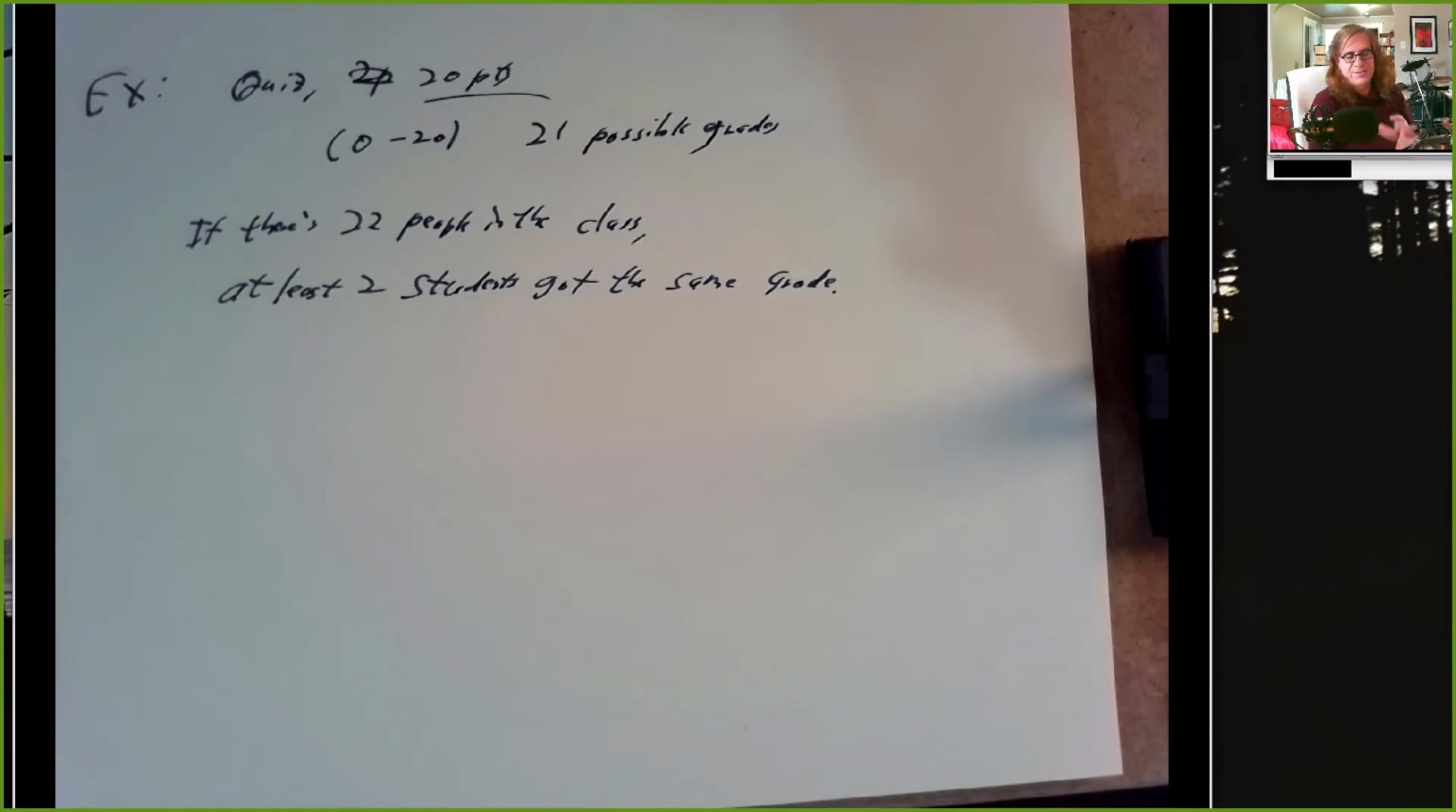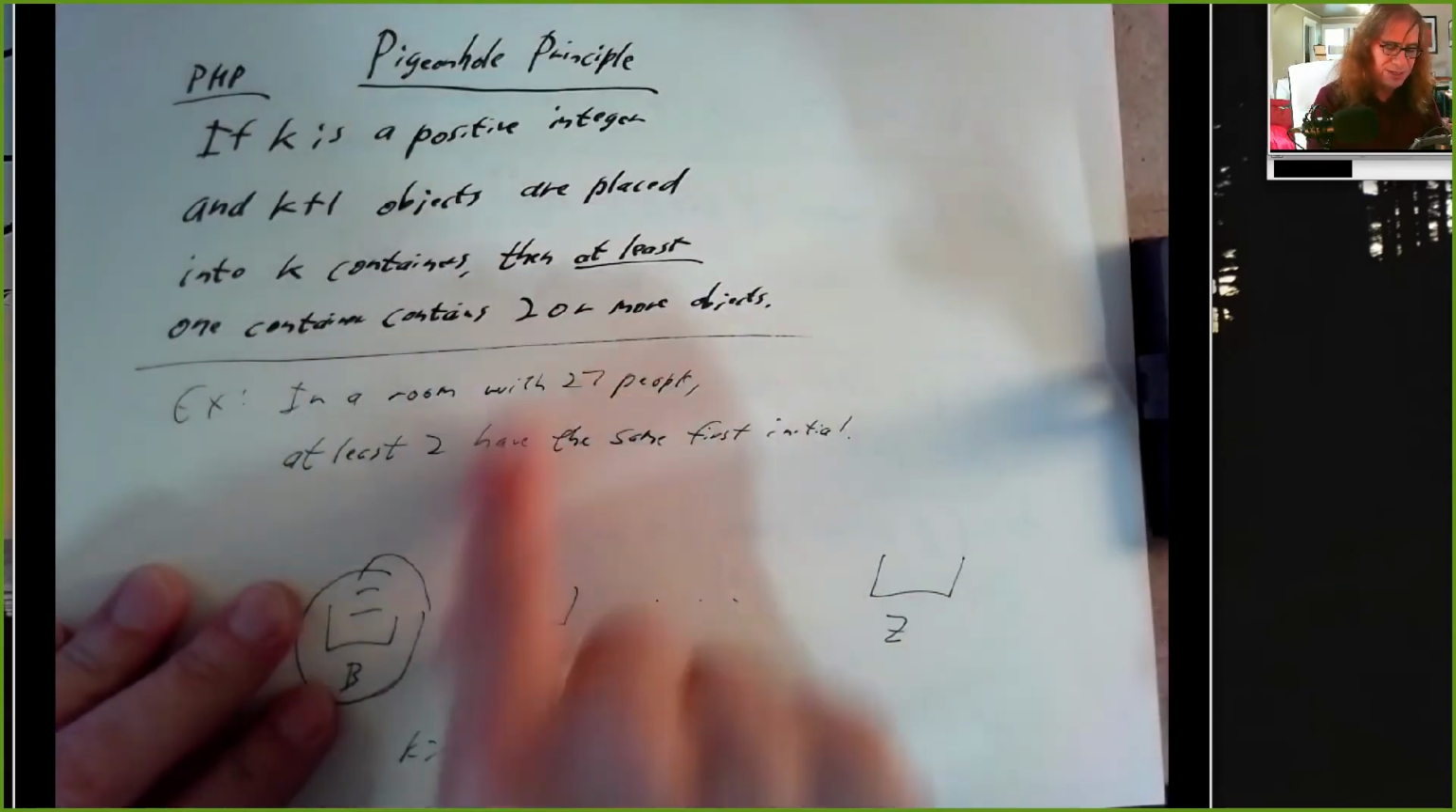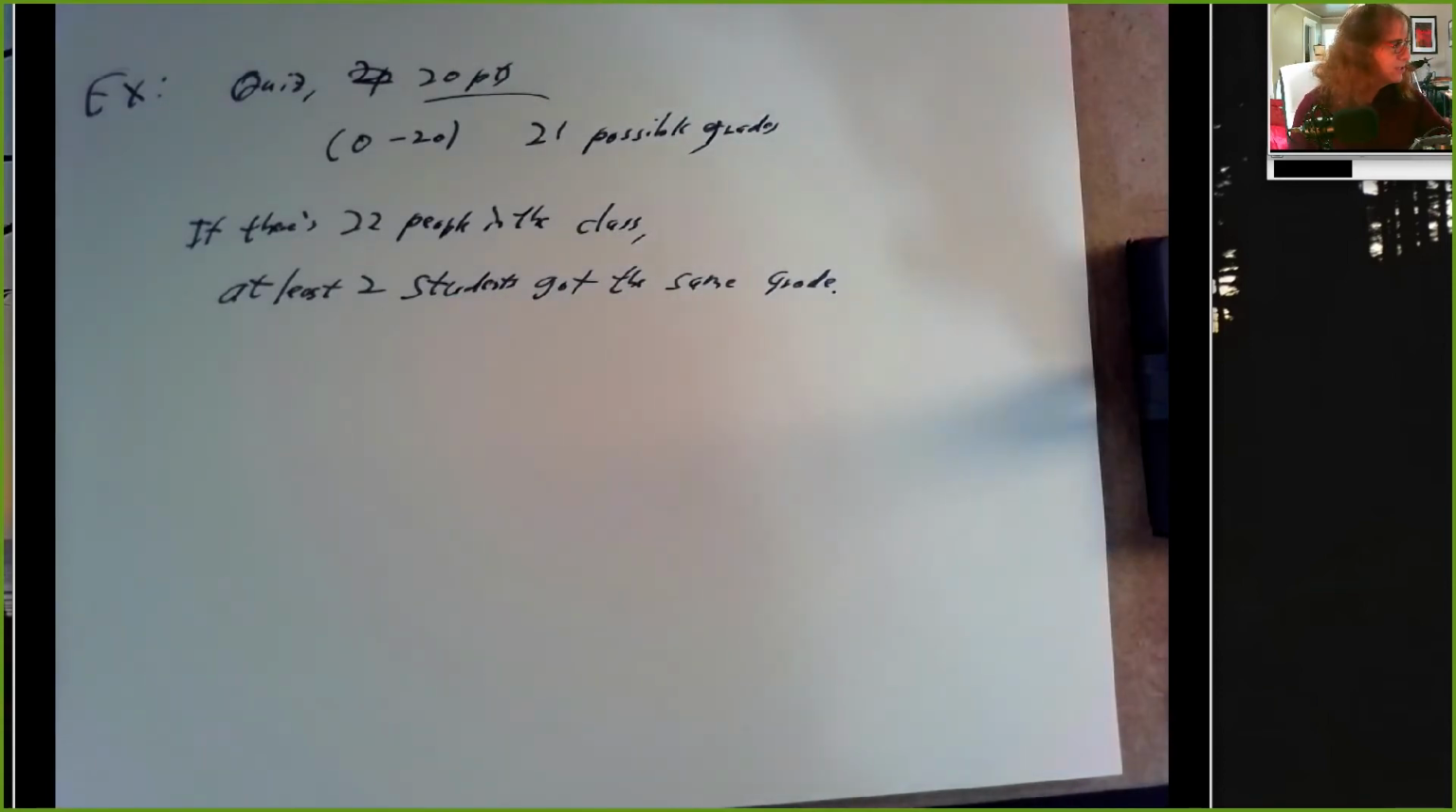Now it's possible every student got the same grade. Maybe everybody got a 20 on the quiz. That's okay. That doesn't violate the pigeonhole principle because you have at least one grade that was earned by 2 or more students. Right? So you have at least one container containing at least 2 people. We haven't violated the pigeonhole principle. All it says is at least one container containing 2 or more objects. But no matter what those grades end up being, it's not possible that every one of those students got a distinct grade different from every other student's.